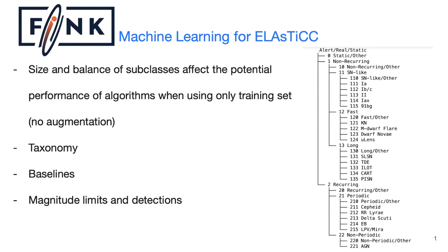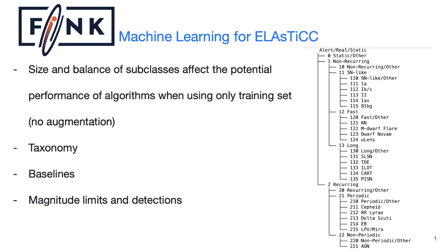I think it's important to know that from the broker side, this taxonomy will impact the classification performances. In the sense, some classifiers are more targeted to one type of object than other, or maybe a broader class or a smaller class. So from the broker side, this is important to notice. Also, the size and balance of the subclasses can affect the potential performance of machine learning algorithms. I'm not talking here whether you can do data augmentation or not. Let's take just the raw training data and train our algorithms.